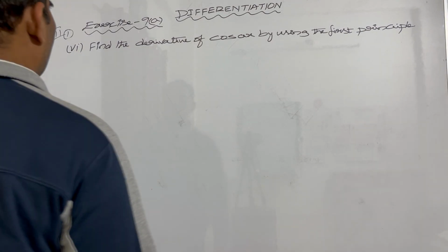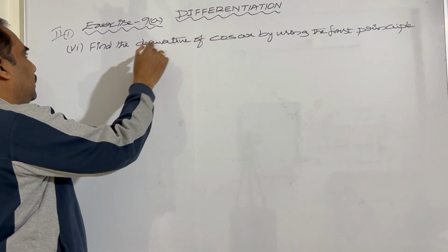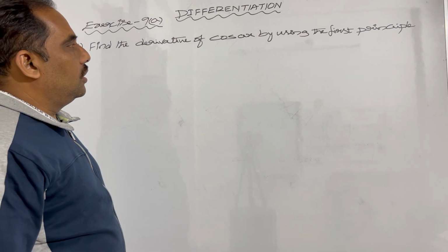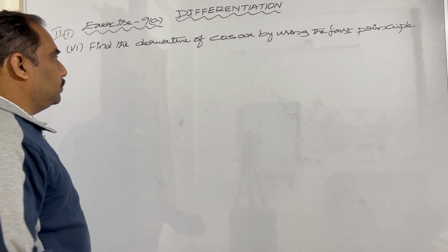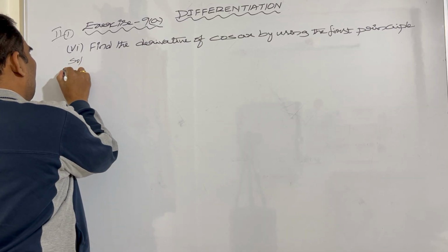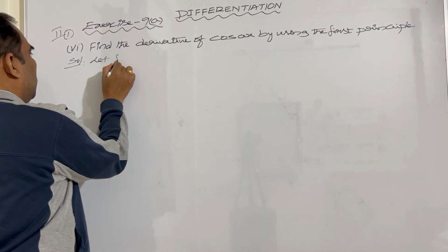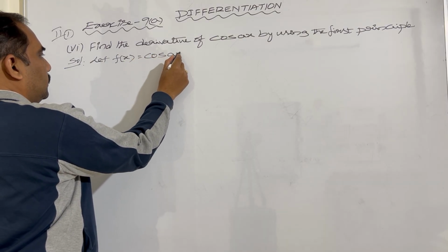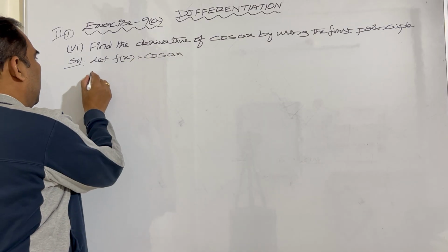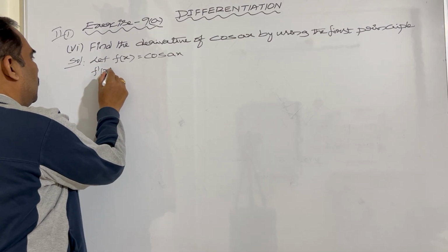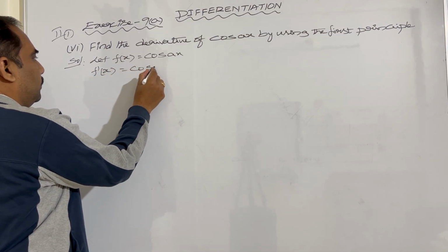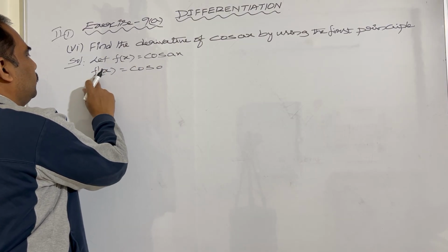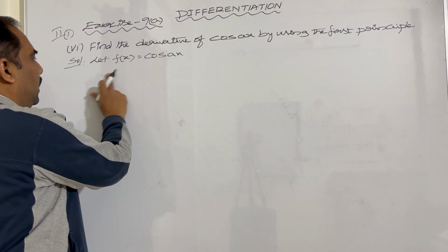In this video, we are going to discuss differentiation. Find the derivative of cos ax by using the first principle. So, in this solution, let f of x is equal to cos ax. We have to find f dash x.